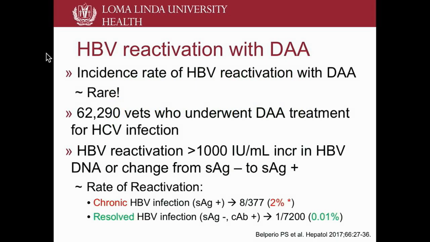So the incidence rate of hepatitis B reactivation is still pretty rare. This is a study that looked at over 62,000 vets within the VA system who underwent DAA therapy. They defined hepatitis B reactivation as greater than 1,000 IU per ml increase, so a 3-log increase in hepatitis B DNA, or seroreversion, meaning change from surface antigen negative to surface antigen positive. So amongst those with chronic surface antigen positivity, reactivation was about 2%. I put a little asterisk there to remind me that there were some limitations in the study that probably underestimated this. And the rate of reactivation amongst resolved hepatitis B infections, that's core antibody positivity, was very low, essentially 0.